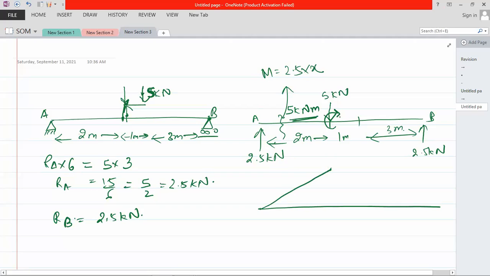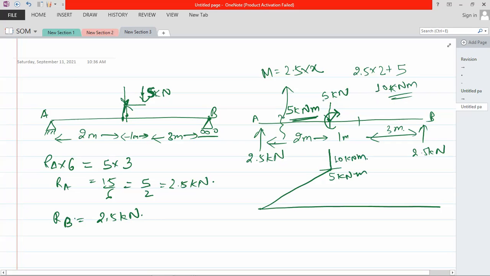Now this moment and this 5 kilonewton meter will add up. If you take at this point, 2.5 into 2 plus, because this couple is also acting in clockwise direction, plus 5, it will be 10 kilonewton meter. So up to here it will be 5 kilonewton meter, and at this point it will shoot up to 10 kilonewton meter.